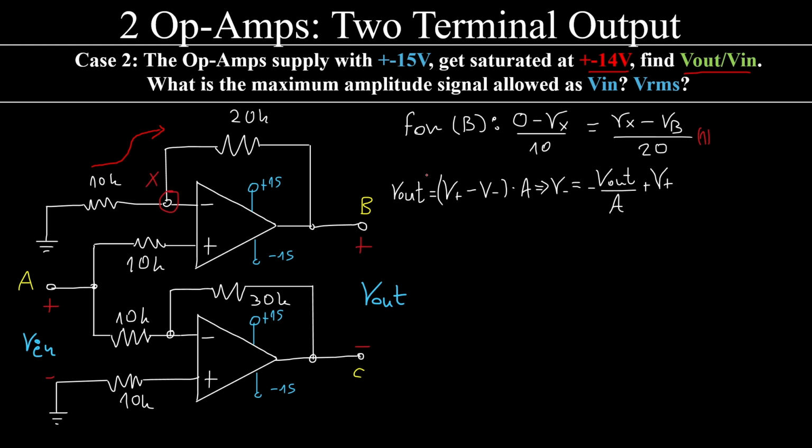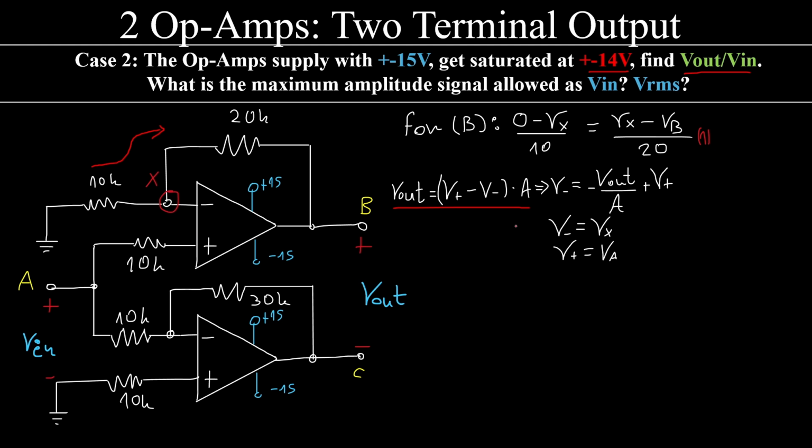And now I'm going to use the equation that I use for all op-amp configurations. Vout is equal to V plus minus V minus times A, the gain. I'm solving with respect to V minus because V minus is my Vx, which I want to replace over here.